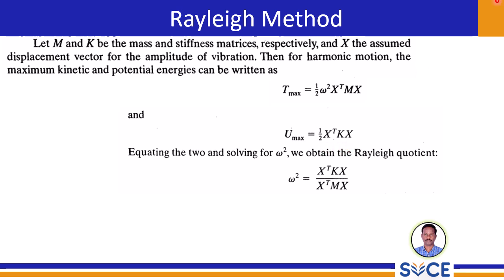When we equate and solve for omega square, we obtain the Rayleigh's quotient as omega square equals X transpose K X divided by X transpose M X. This is an elegant formula that provides an estimate for the square of the fundamental natural frequency of the given system. The numerator represents a generalized measure of the potential energy associated with the assumed displacement vector, while the denominator represents a generalized measure of the kinetic energy.